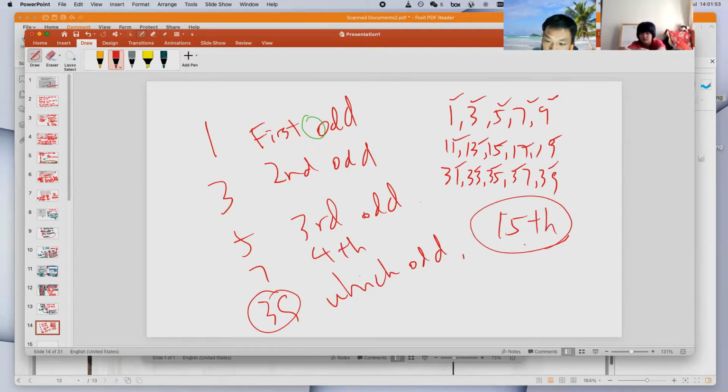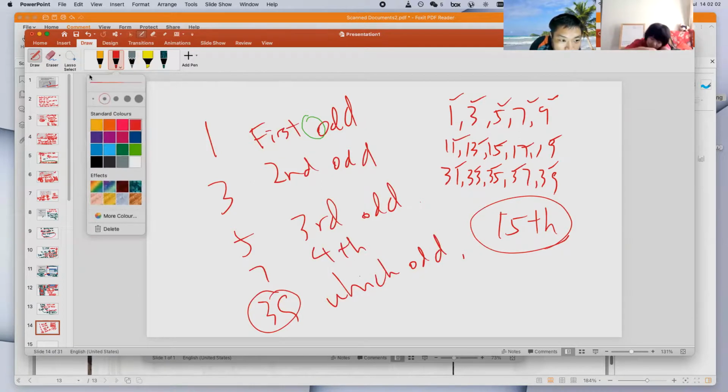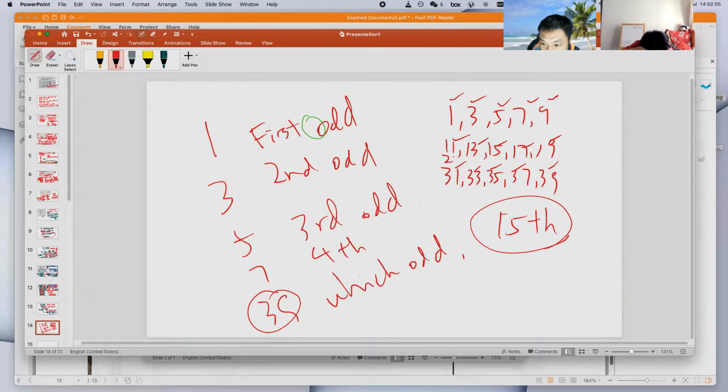15, right? What, 20 something? Oh, yeah. Sorry, I missed out the 20 something. Okay, good. So need to continue. So 21, 23, 25, 27, 29. Too excited already. So 16, 17, 18, 19, 20. So it's the 20th odd number, right?